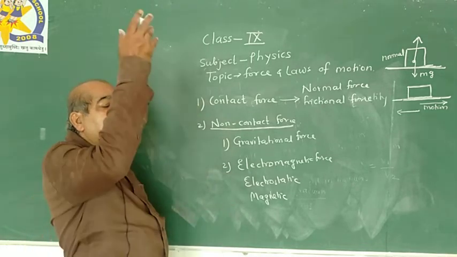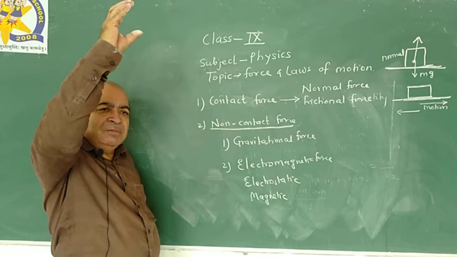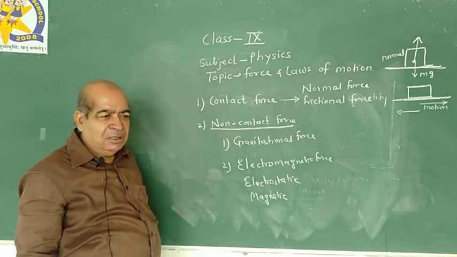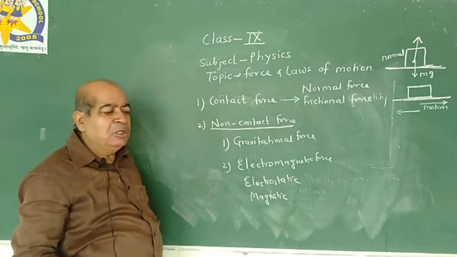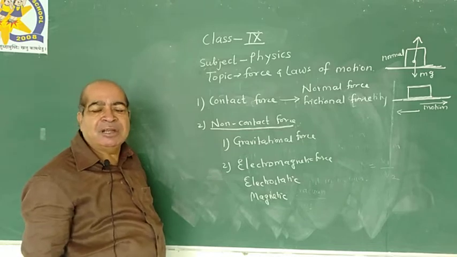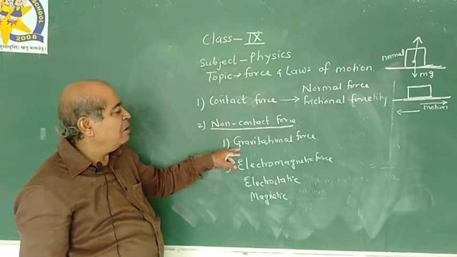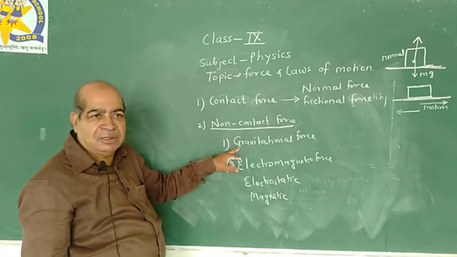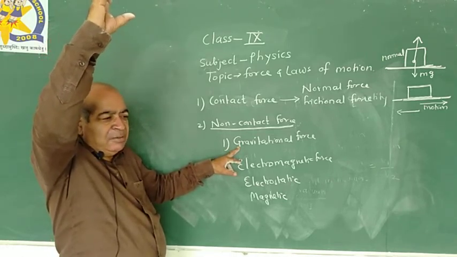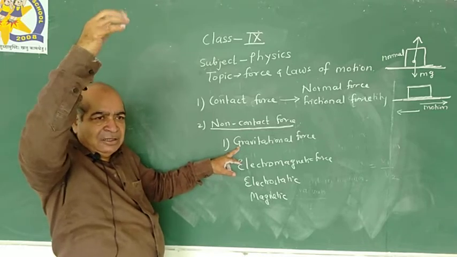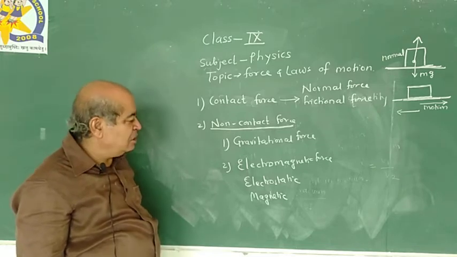Suppose you throw a stone in the sky, then after some time the stone falls on the earth. There is no contact of the earth actually with the stone, but due to the gravitational force of attraction of the earth, the stone falls on the earth. So this type of force is gravitational force. Or if there is some object above the surface of the earth, or a satellite, sometimes it falls on the earth due to the gravitational force of attraction.